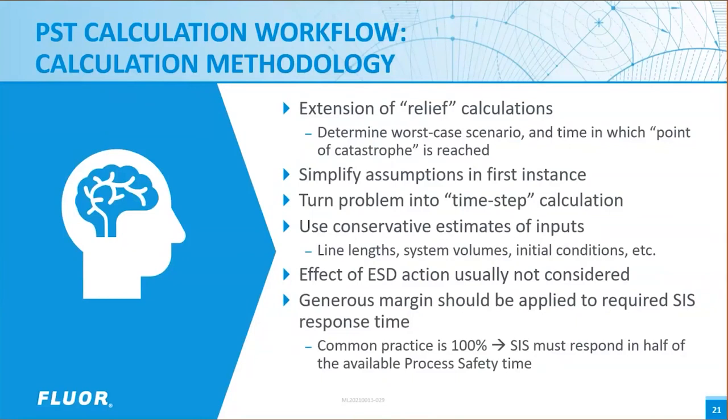What I usually find is that we need to apply generous margins to our process safety time calculation. That is to reflect the level of uncertainty in the calculation due to the initial assumptions used, and also reflects the aging of the system. So our safety system, when it's first designed and fabricated and tested in the factory, may have a certain response time, but that may get longer through the safety system's life. And so we have to be prepared to apply generous margins to our process safety time calculation.